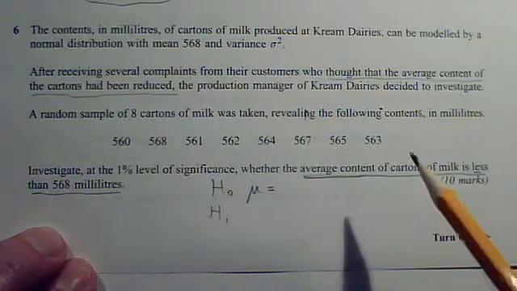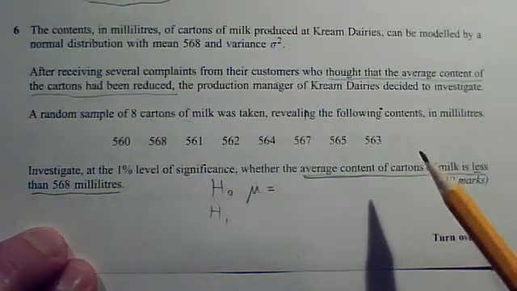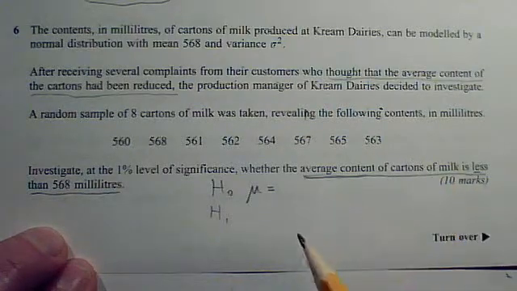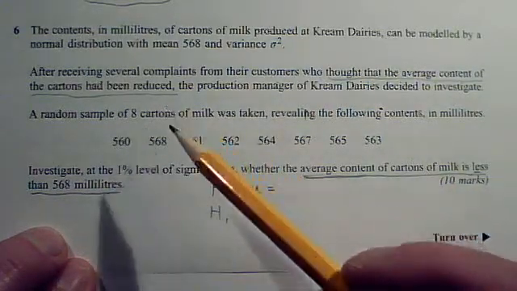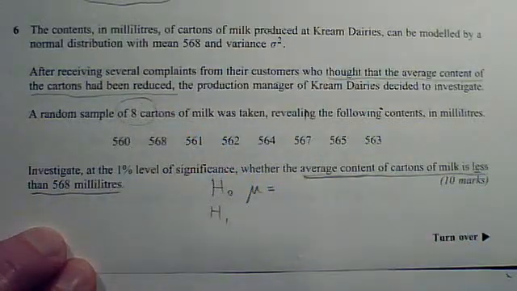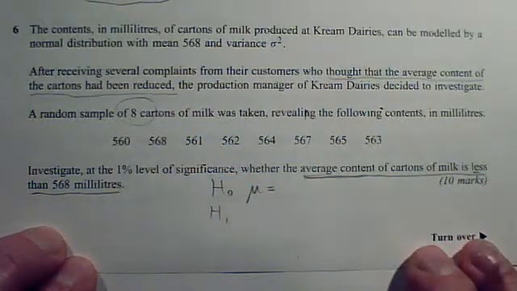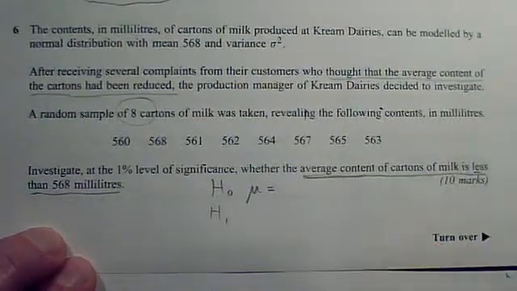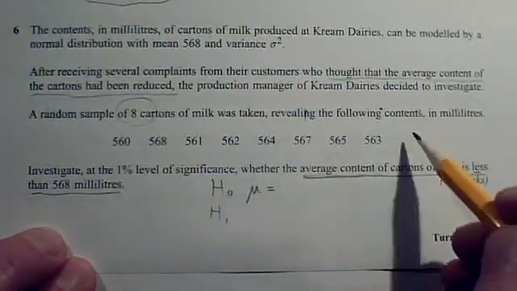Next, you've got to look at what you're given, calculate what you can, and decide whether you're going to be using a z-test or a t-test. Does it matter? Well, it always matters a lot when you've got small samples. We've got 8 cartons here. For large samples, you can often get away with z when really it should be t.